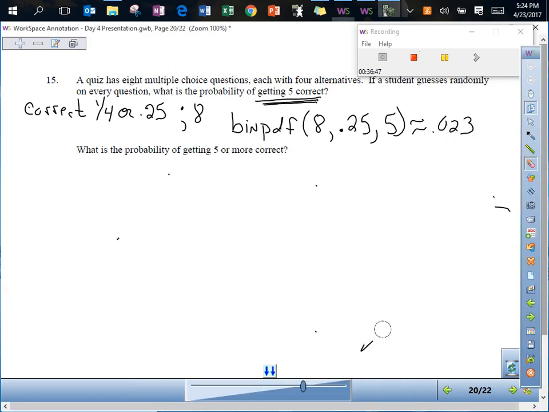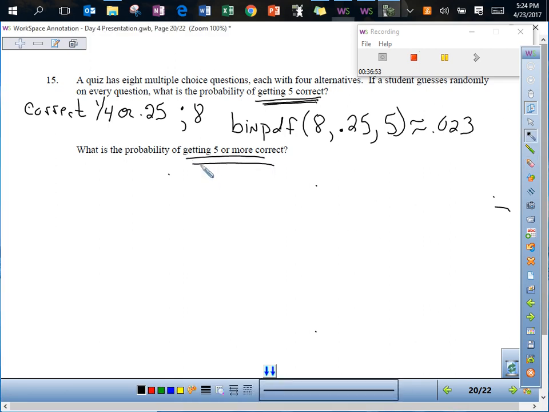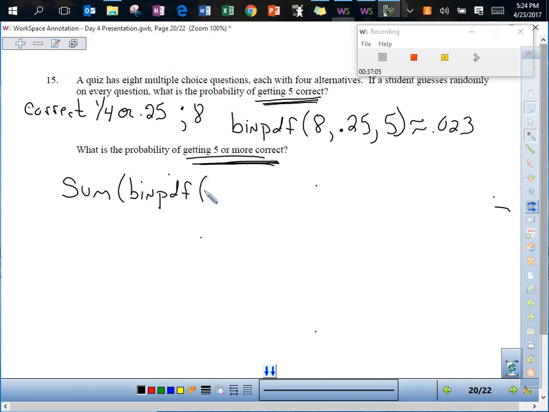Now, here comes my part B then. It says, what's the probability of getting 5 or more? Whenever we're dealing with more, guys, it's going to look like this. Sum, binomial PDF. There's 8 questions. A success is 0.25, comma, brace, and it says 5 or more. So then I could get 5, 6, 7, or 8.